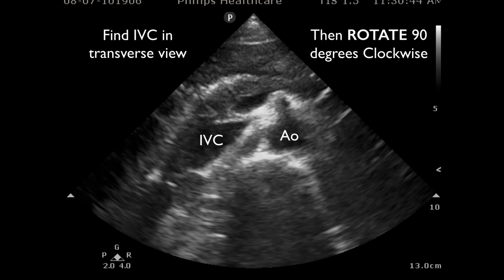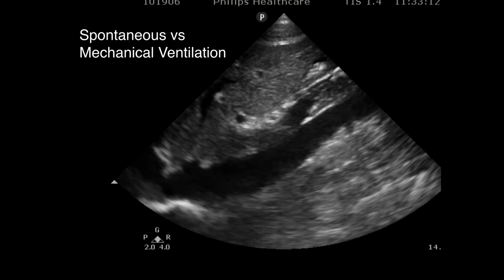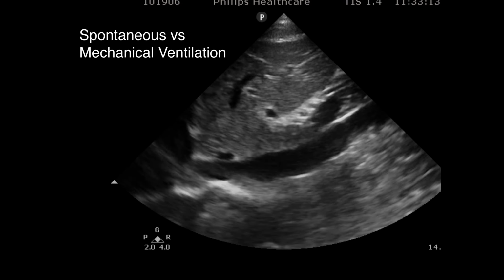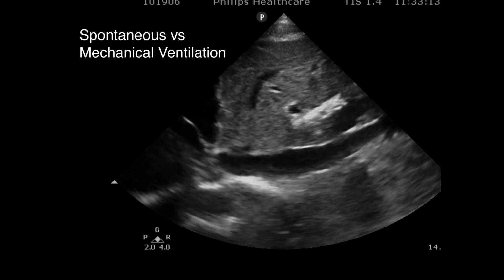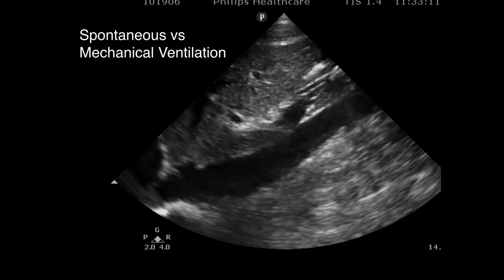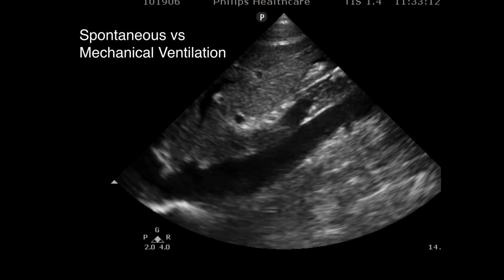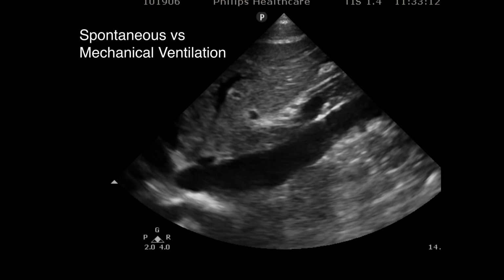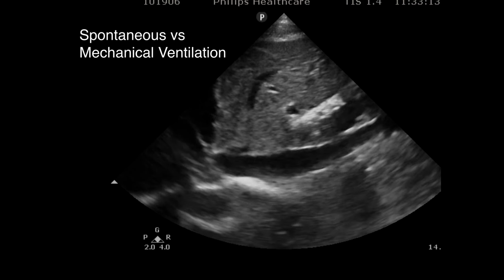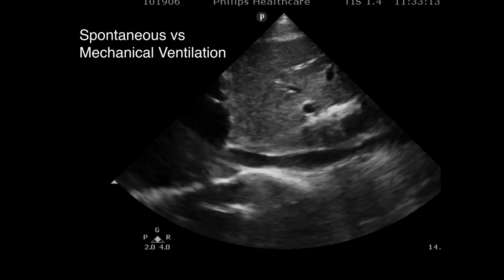We're going to go over the inferior vena cava just really briefly. How I like to do it is find the IVC in a transverse view and then rotate 90 degrees. I look for that first and then rotate 90 degrees. Depending on if a patient is spontaneously breathing or mechanically ventilated, the phases of when the IVC is larger or smaller will be different. For a spontaneously breathing patient, when they breathe in is when the IVC is the smallest. However, for a mechanically ventilated patient, since they have positive pressure, their IVC is going to be largest during inspiration.